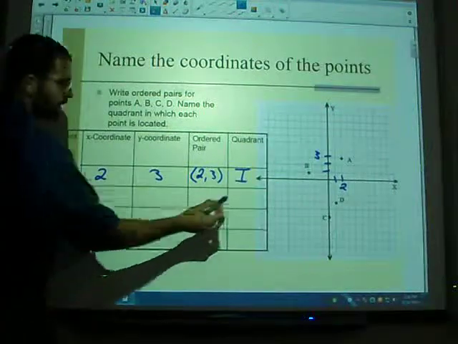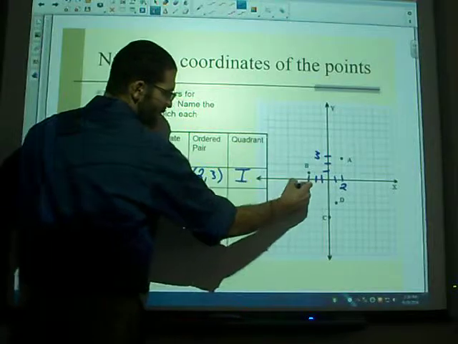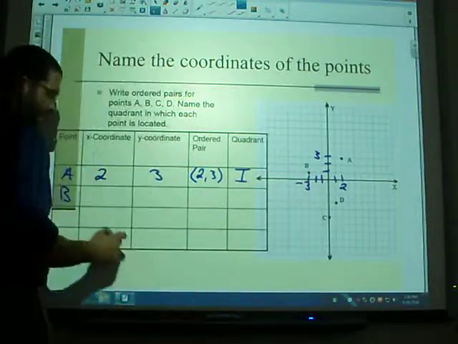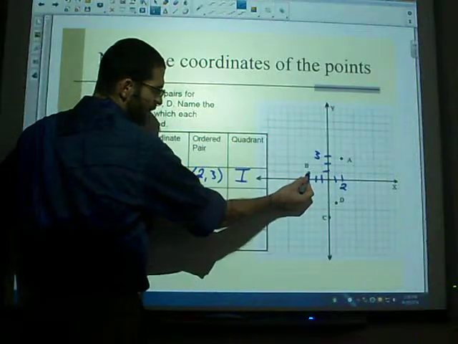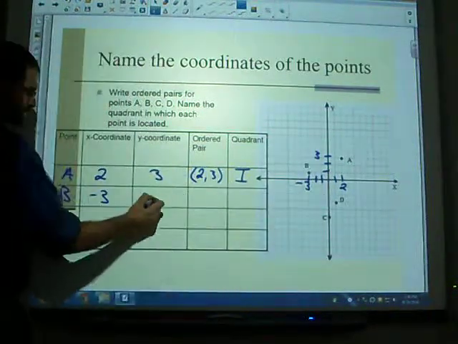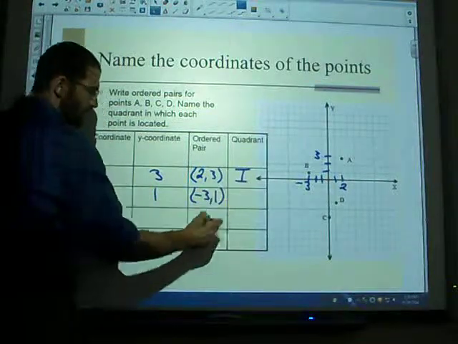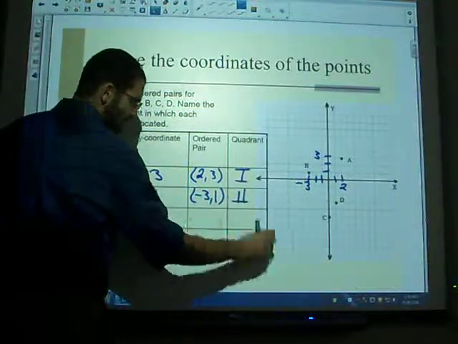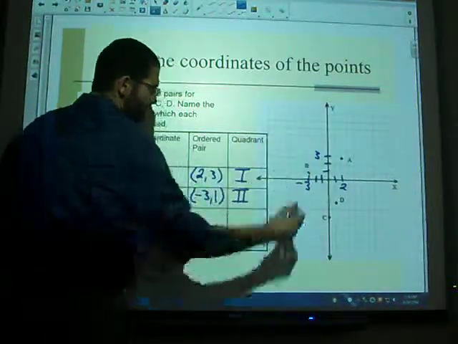Point B is this point right here. We're going 3 times to the left, so it's going to be negative 3 on the x. We're going one unit up, so one unit on the y, which is 1. As an ordered pair, it's (negative 3, 1), and this is quadrant 2.